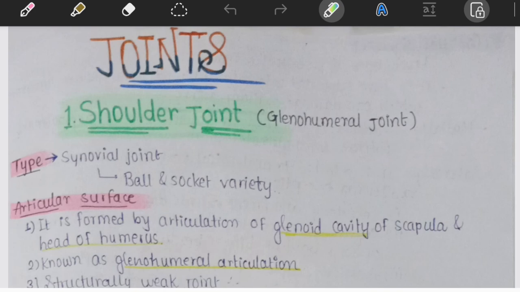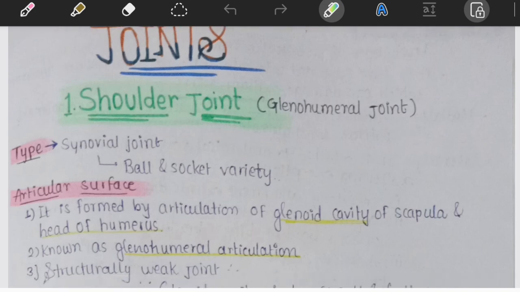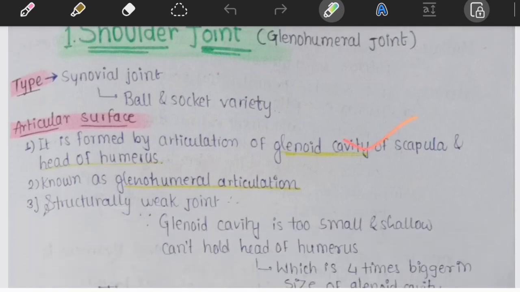Now let's discuss the articular surfaces. This joint is formed between the head of the humerus and the glenoid cavity of the scapula. Hence it is also called the glenohumeral articulation.